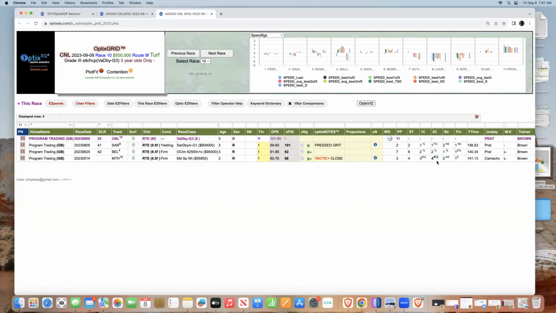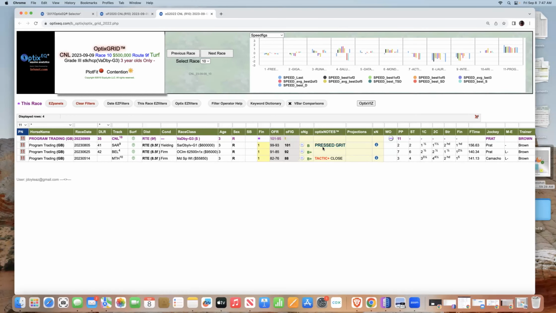This horse can stalk, so this horse is an obvious contender. Big square in quadrant 1. He's okay. Now, the only thing is that his big win came on yielding. He ran a big figure, pressed grit. So, who knows?